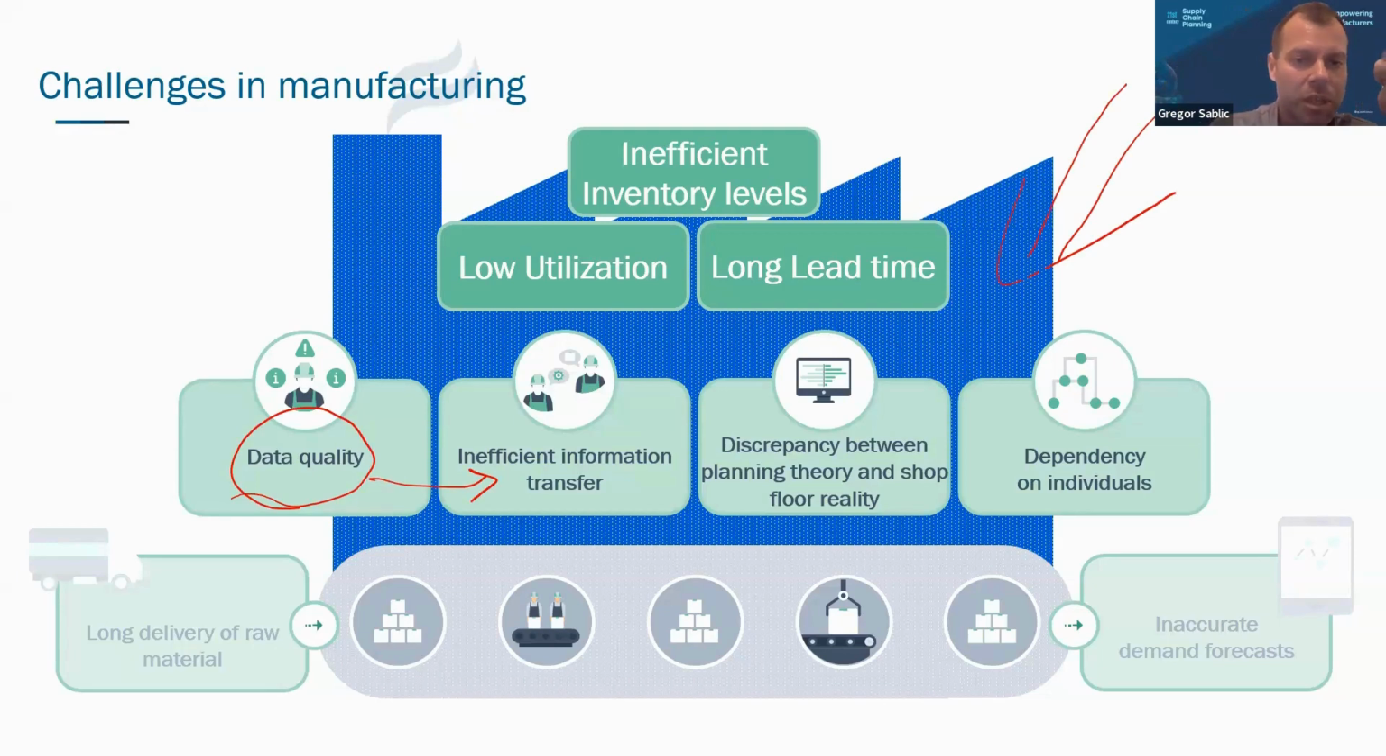Then what is very usual is this discrepancy between theoretical production planning and reality on the shop floor. And then at the end, people in the company have lots of company-specific knowledge, but this knowledge is usually locked within themselves, and not transparently shown in such a digital ecosystem. And all this ends up in very inefficient inventory levels, low production utilization, as well as longer lead times.